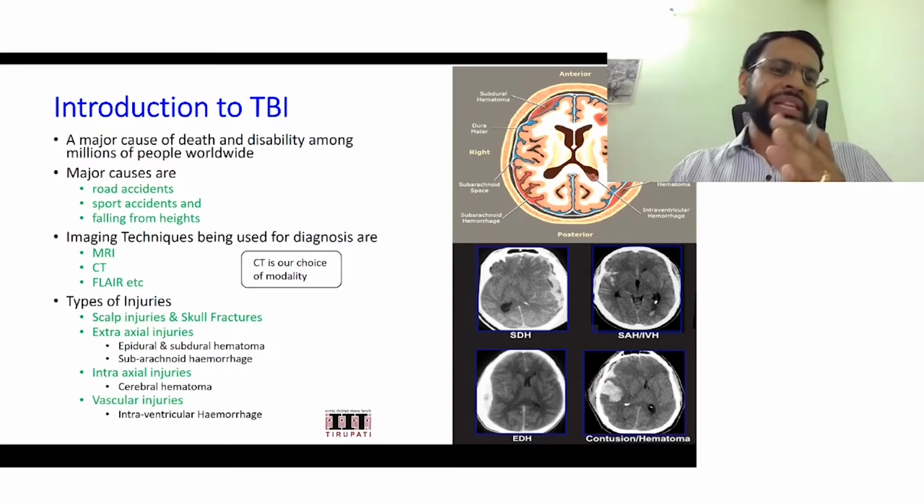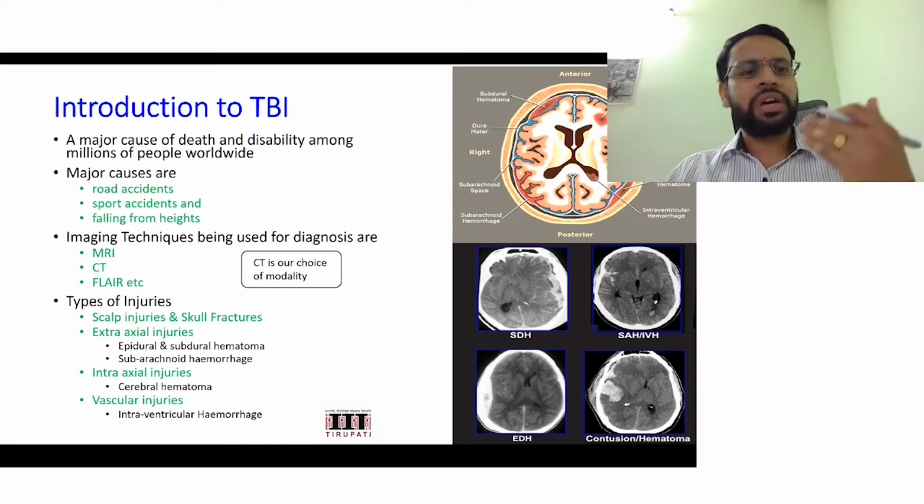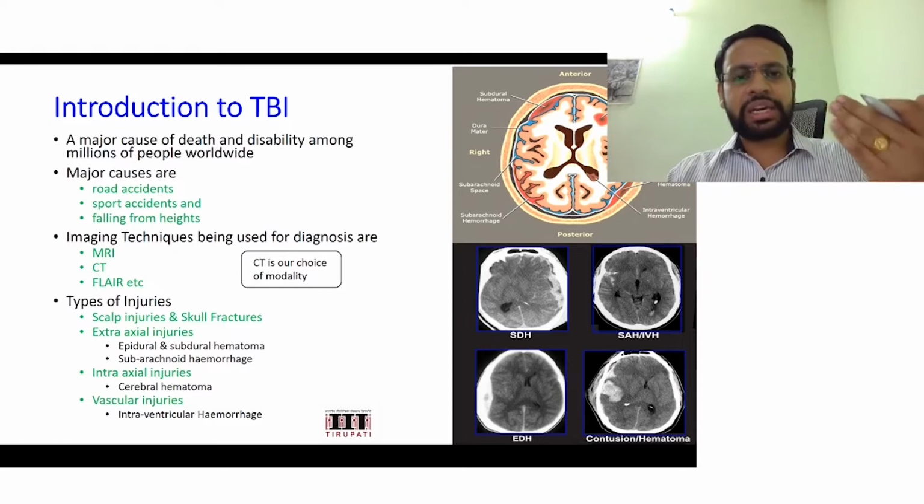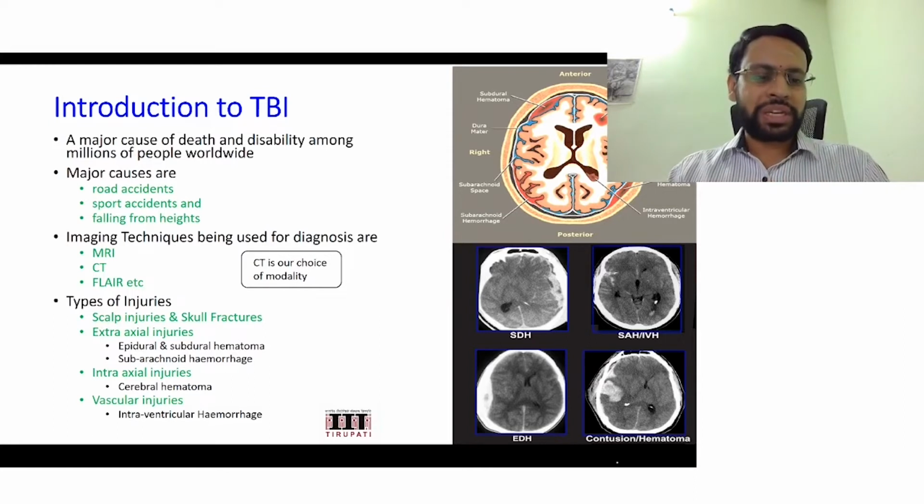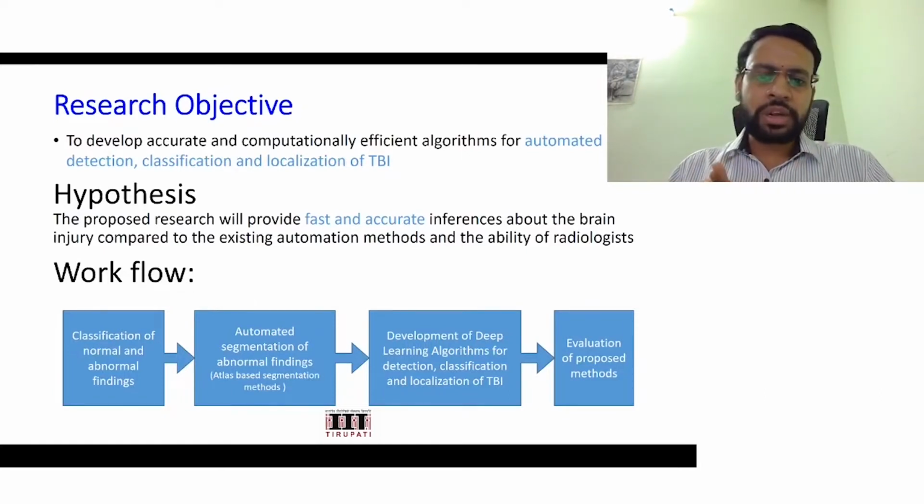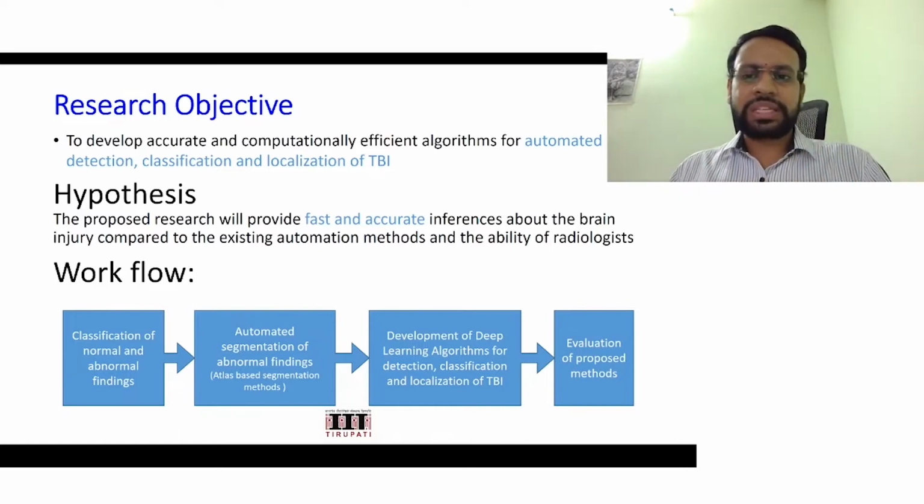For the time being, I'll skip the details of how you come up with algorithms or methods to detect the injuries and classify them, but I'm sure you can already see how image processing could be quite helpful in this application. This is the workflow for this application: classification of normal and abnormal findings, and then you could come up with methods for classification of these injuries as well.